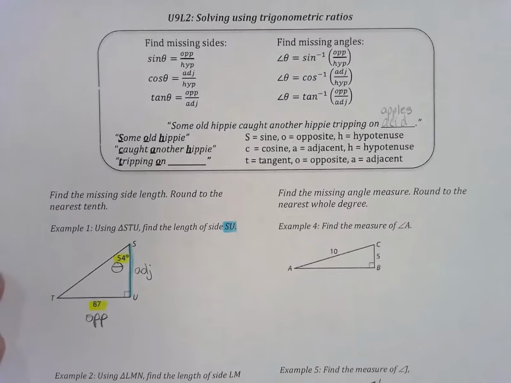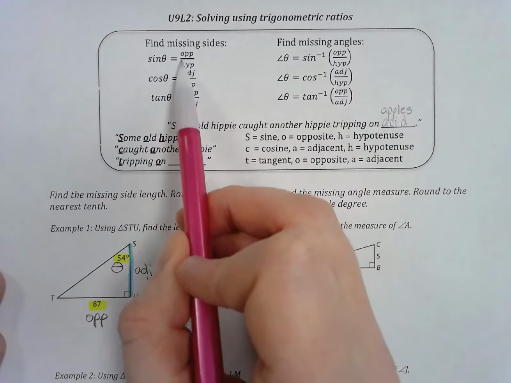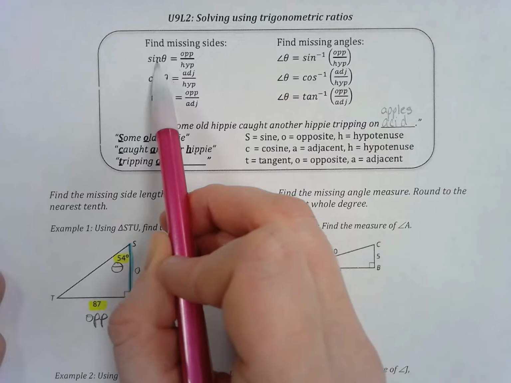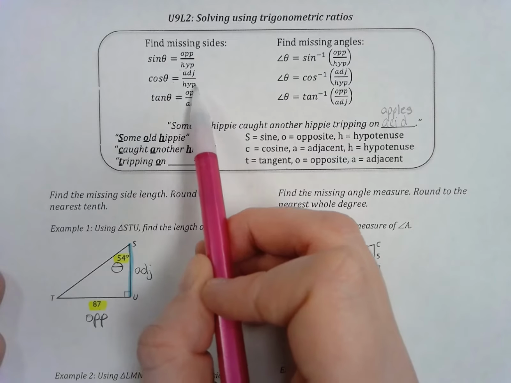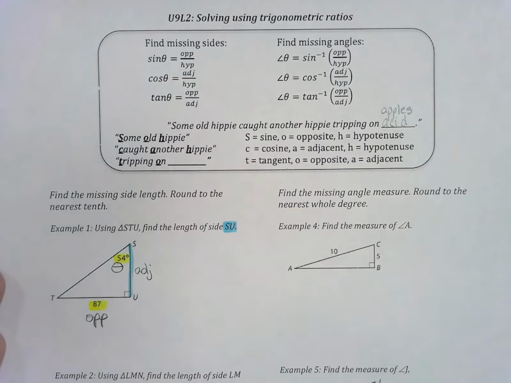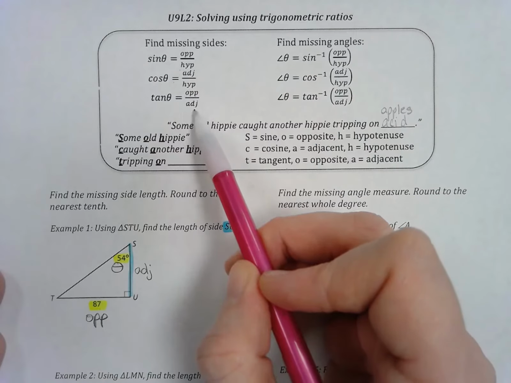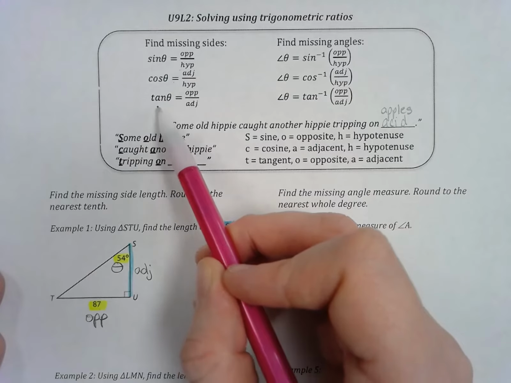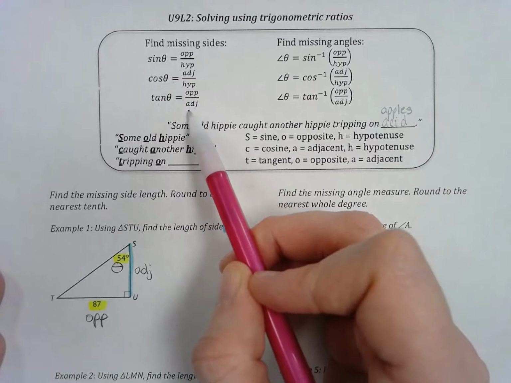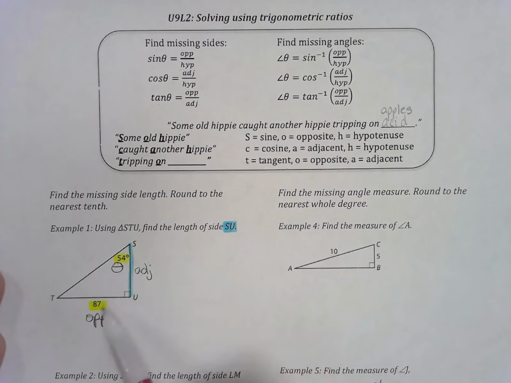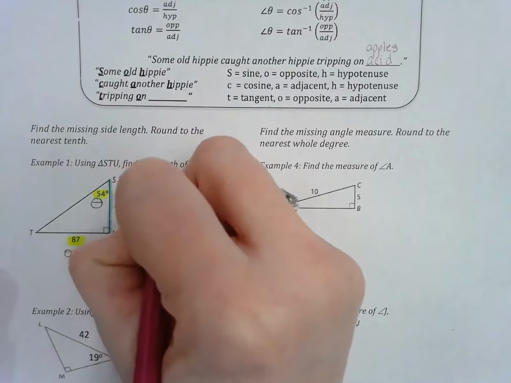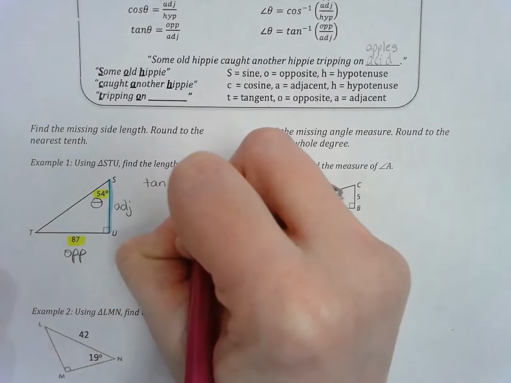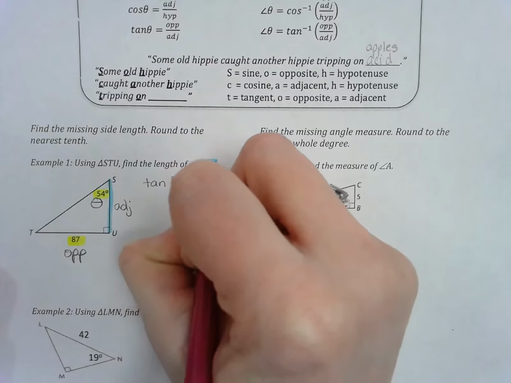So looking at our trig ratios, we want to look for opposite and adjacent. Some Old Hippie, we would need to have hypotenuse in order to use sine. Caught Another Hippie, again, we would need to know the hypotenuse or need to find the hypotenuse in order to use cosine. Tripping On A for adjacent, here we can use tangent because opposite and adjacent are the pieces that we need to find or we have in our triangle. So we're going to use tangent of theta, which is opposite over adjacent.